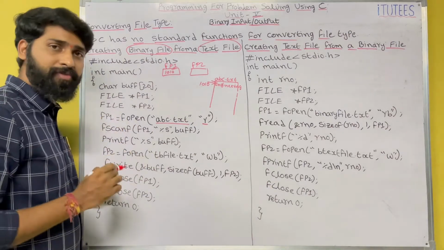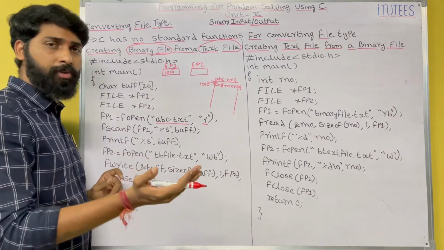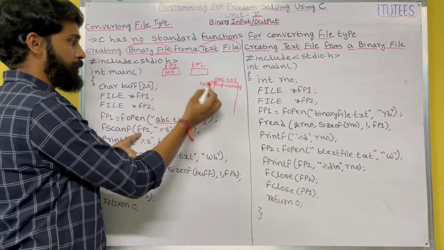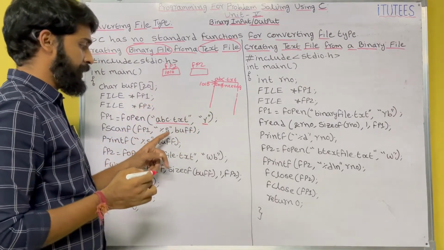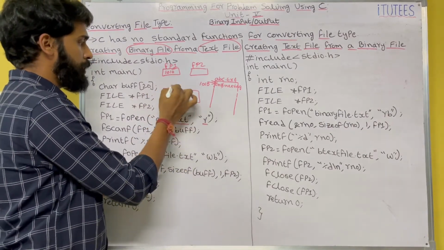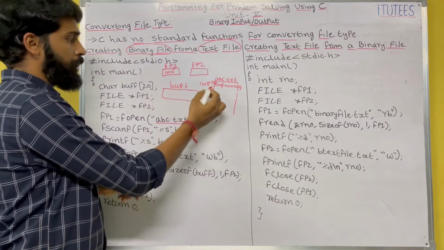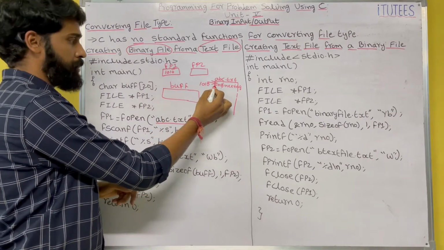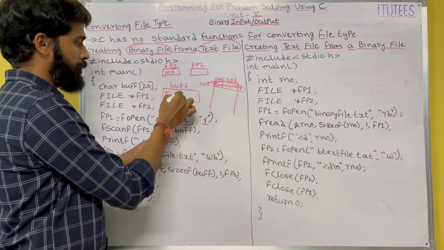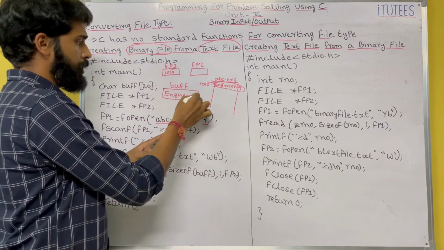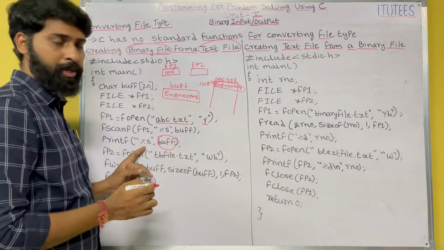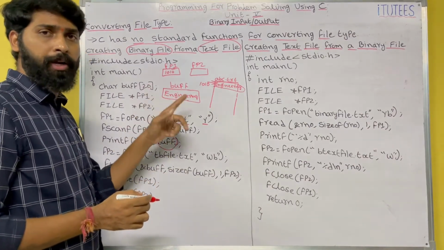What is the purpose of fscanf? By using fscanf, you read the data from a file. fscanf with fp1, percentage s, and buffer, which is the variable. Now the data at 1010, that is engineering, is stored in this buffer. Now printf percentage s with buff means engineering is displayed on the monitor.